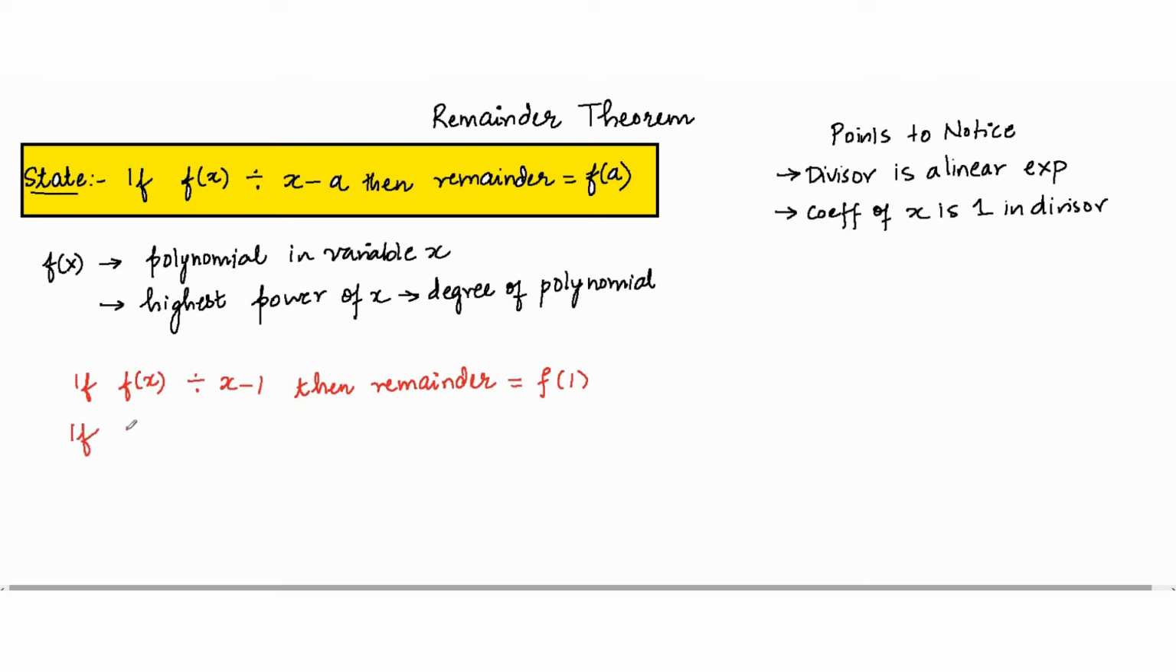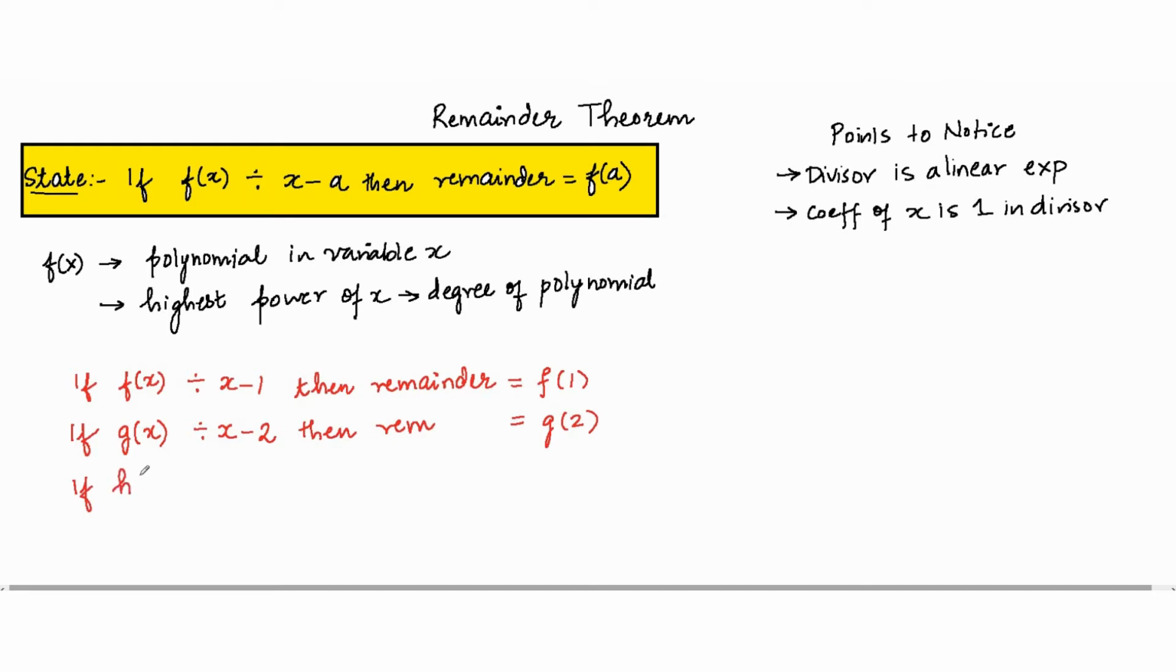Similarly, if there's another polynomial g of x, and g of x is divided by say x minus 2, then the remainder is going to be, let us compare x minus a with x minus 2. You will notice that a is actually equal to 2. Then the remainder is given by g of 2, right? We have taken the polynomial as g, so the remainder should be g of 2. That's correct.